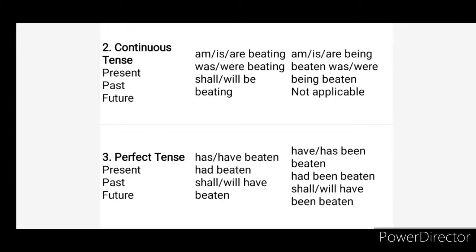Then we have continuous tense, be it present, past or future. You all can see that again here also third form of verb is used. Am, is or are beating will be changed to am, is, are being beaten. Was, were beating will be changed to was, were being beaten. And shall or will be beating will be changed to being beaten, which is not applicable.